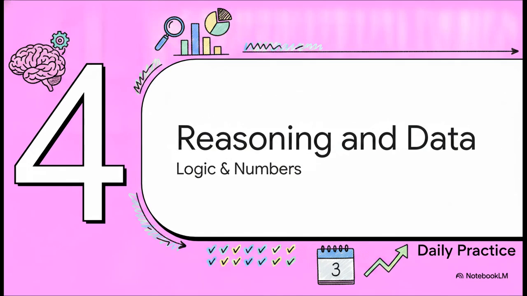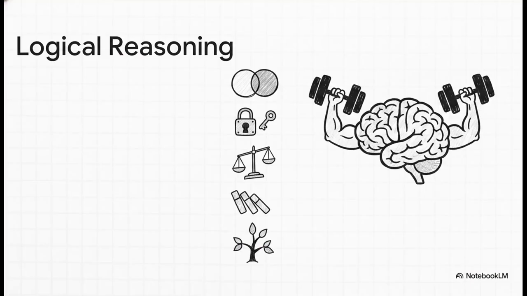All right, Section 4, Tackling Reasoning and Data, which brings us to Skill Bucket 2, Logic and Numbers. You might be surprised to hear this, but logical reasoning is actually one of the highest scoring sections of Paper I. That is, provided you put in the daily practice. You really need to consistently train your brain with puzzles. Think syllogisms, coding decoding, blood relations, and Venn diagrams.